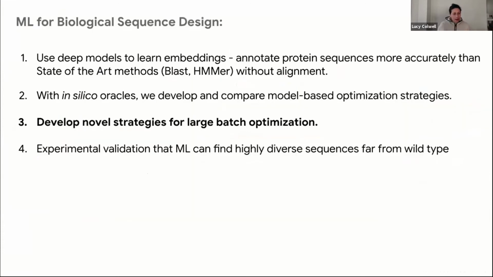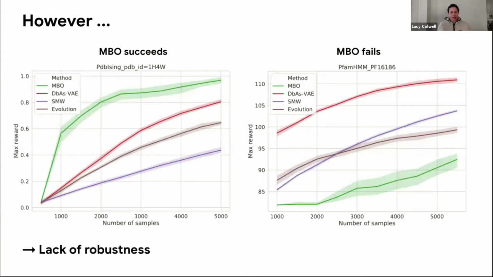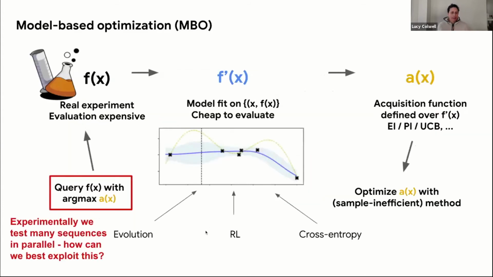So we were excited that it does seem possible to really improve performance based on what model-based optimization strategy you use. We also realized that we had this additional factor of how we construct the batch that we haven't yet exploited. And we still had this problem that model-based optimization, while it worked well, didn't always work the best. So it still wasn't particularly robust. And so if we are going to test many sequences in parallel, it seemed like we could perhaps exploit this to address this robustness problem.